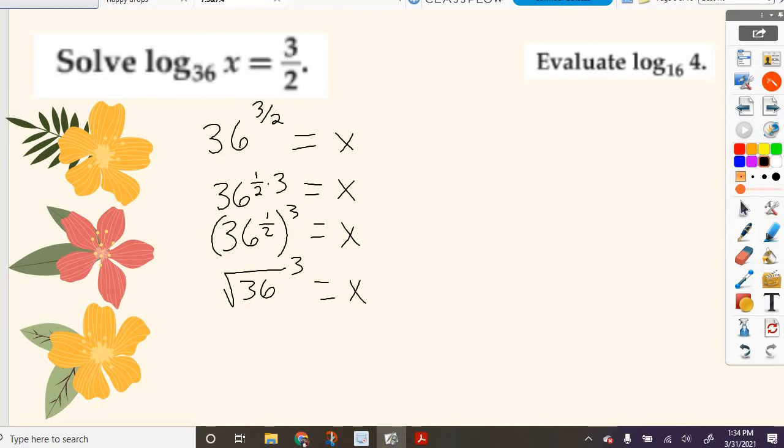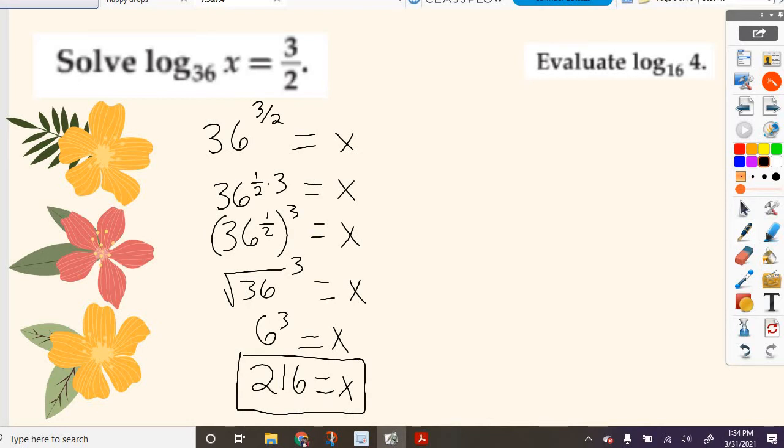And we know what the square root of 36 is. I might not necessarily know what 36 to the 3 halves is, but I know that the square root of 36 is 6. And then we could raise that to the 3rd power. And 6 to the 3rd is going to be 216. And that would be our answer for that first question.